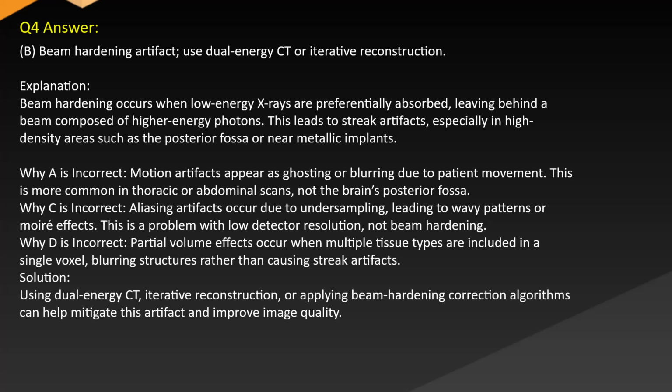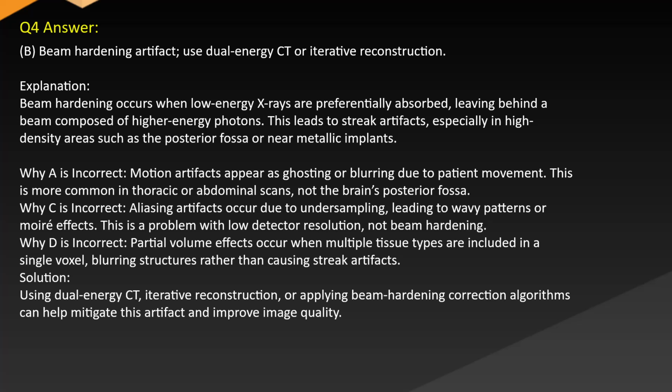Why A is incorrect. Motion artifacts appear as ghosting or blurring due to patient movement. More common in thoracic or abdominal scans, not the brain's posterior fossa. Why C is incorrect. Aliasing artifacts occur due to undersampling, leading to wavy patterns or wire effects. This is a problem with low detector resolution, not beam hardening.